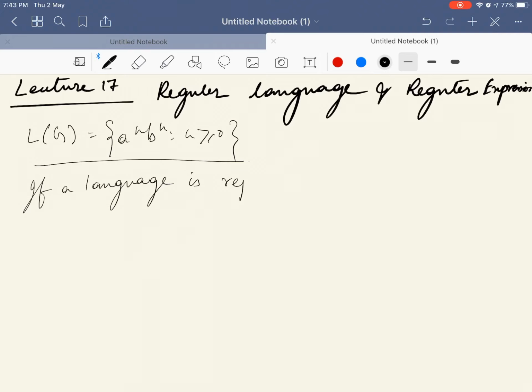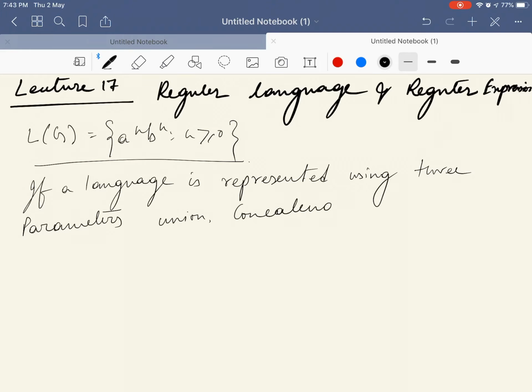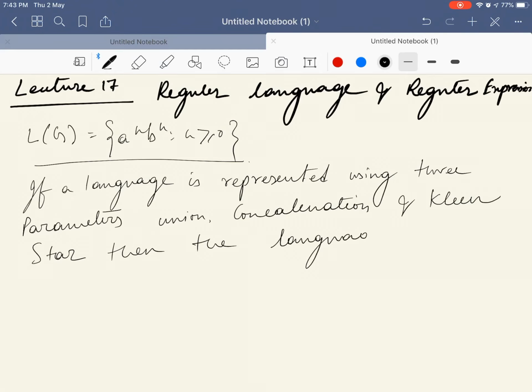is represented using 3 parameters, that is union, concatenation and Kleene star, then the language is called a regular language.